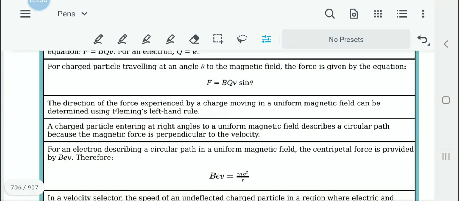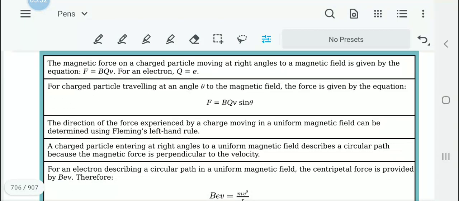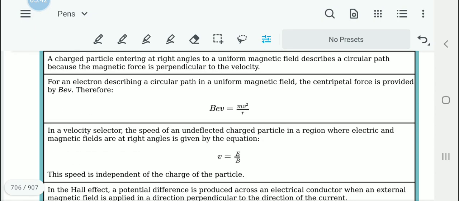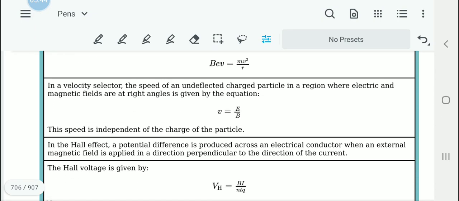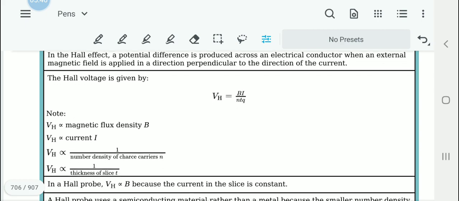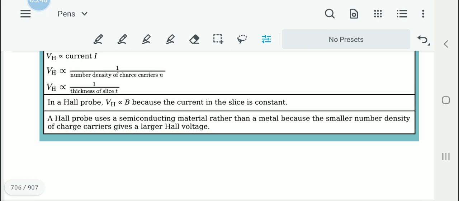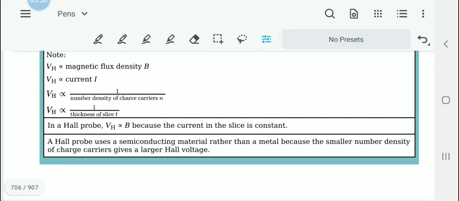So there are many equations that we have learned here. F equals BQV, then F equals BQV sin theta depending on the angle that it is acting at. BQV equals mv squared upon r, v equals E upon B, and the whole voltage equation. So all of these things we have discussed.